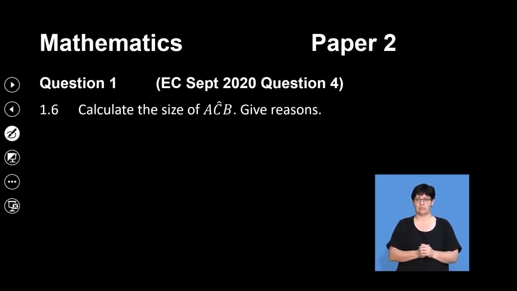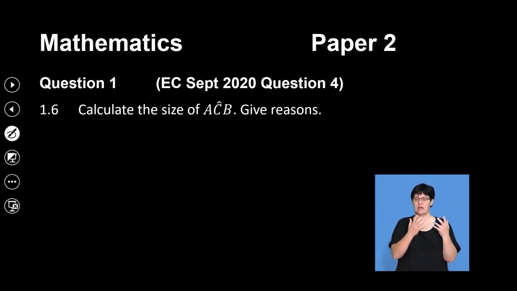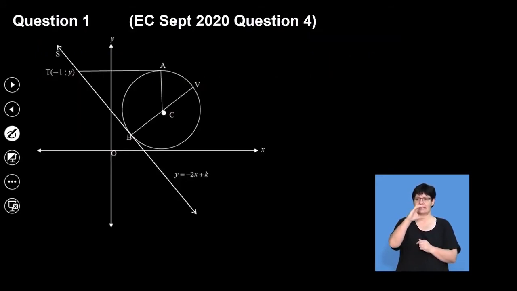All right. And the last question is that we need to calculate the value of angle ACB. Okay, so let's go and look at this diagram. Angle ACB is this angle over here. It's that reflex angle. Well, it's actually an obtuse angle. It's not actually a reflex angle. So how are we going to find the size of that angle over there?